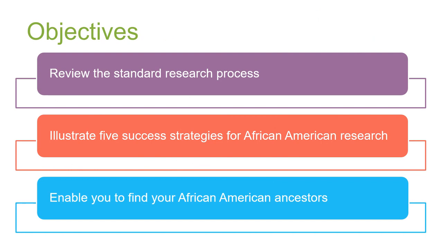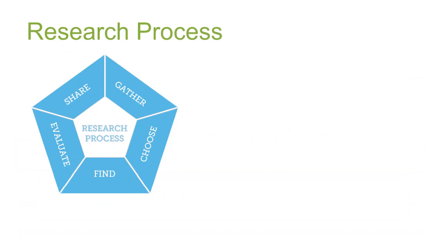Our objectives for this presentation are to review the standard research process, illustrate 5 success strategies for African American research, and enable you to find your African American ancestors. The standard research process can be broken down into 5 simple steps. The first is to gather known information.